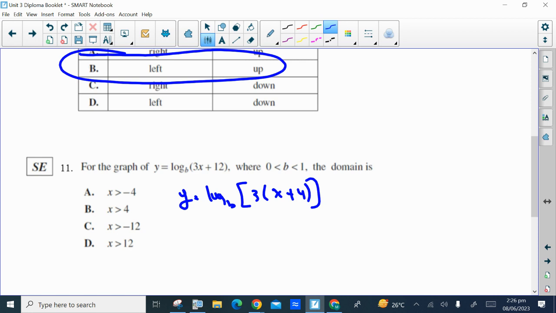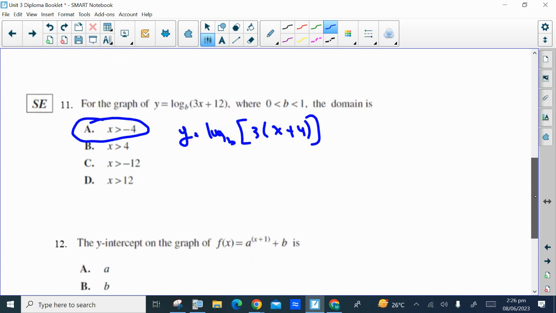which means it's going to be horizontally stretched by a third, which will not change that asymptote, but it's also going to be shifted 4 to the left. So now the asymptote will be at x equals -4, and the domain will be x is greater than -4. It doesn't matter what kind of function you're dealing with. B must be taken out as a common factor to get the H value.